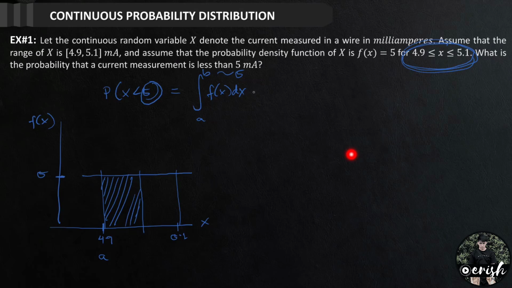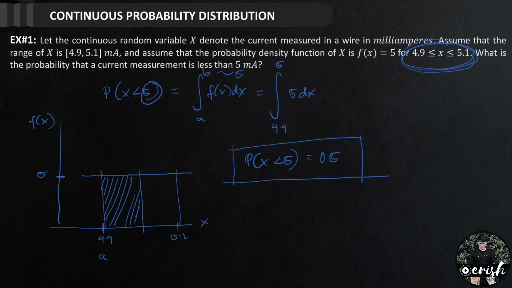Ito kasi yan. Substituting the values, integral of f of x natin is 5 dx from a natin na 4.9 to 5. And calculating probability of x less than 5, or the probability that the current measurement is less than 5 milliamperes, is equal to 0.5. So we have a 50% probability. And this is example number 1.